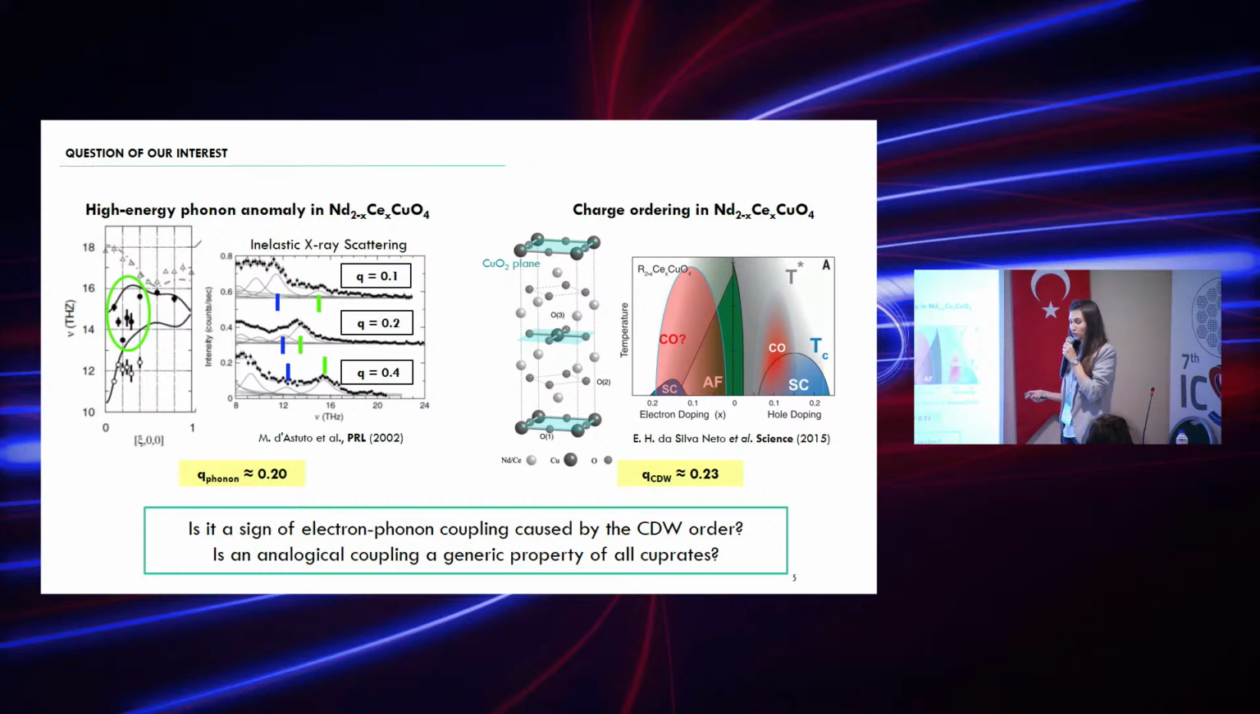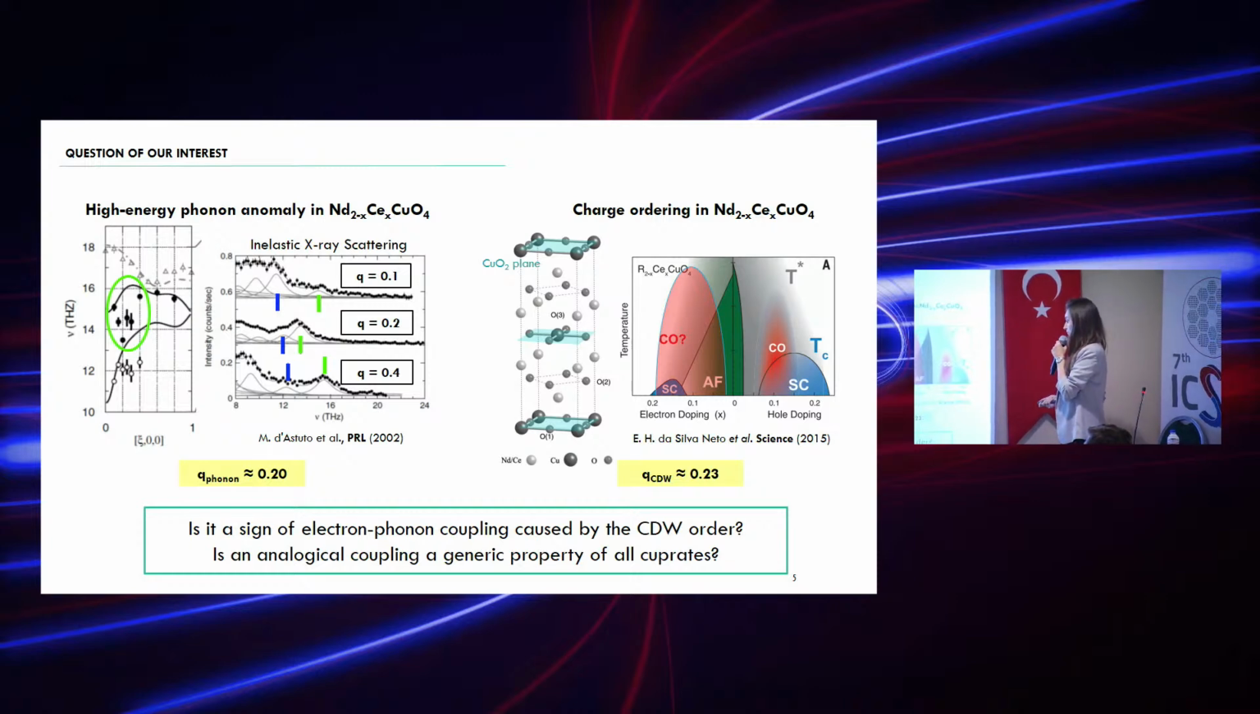It was reported nearly 20 years ago. Here it is marked by this green circle, and now I explain what it means. It means that this green high energy phonon mode softens around Q equals 0.2, while the second mode, the blue one, stays at the same energy. And it was reported for Q equals 0.2, a similar wave vector at which QCDW was also reported in 2015.